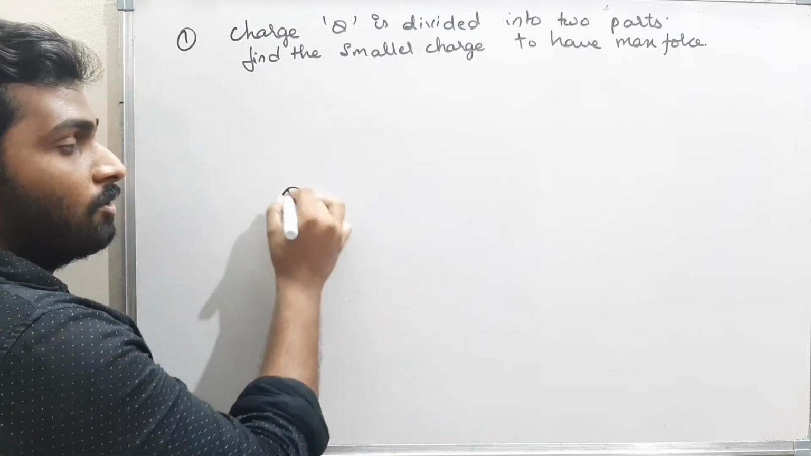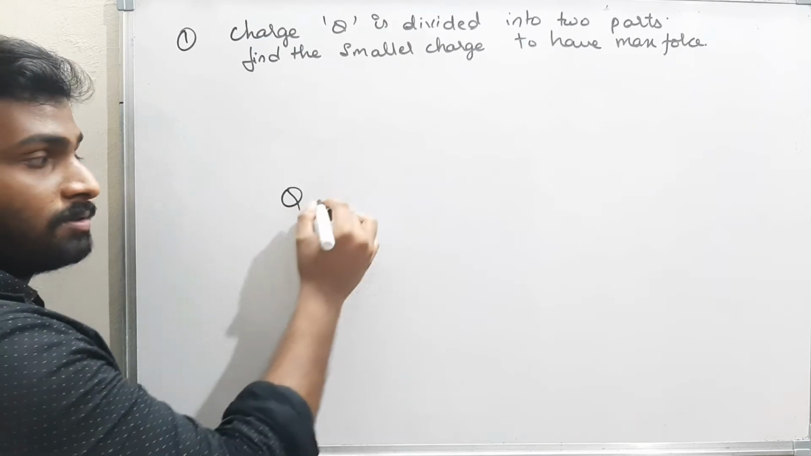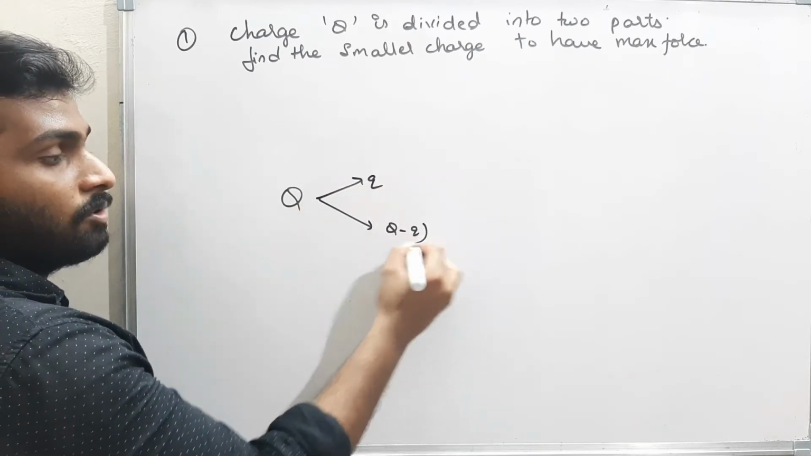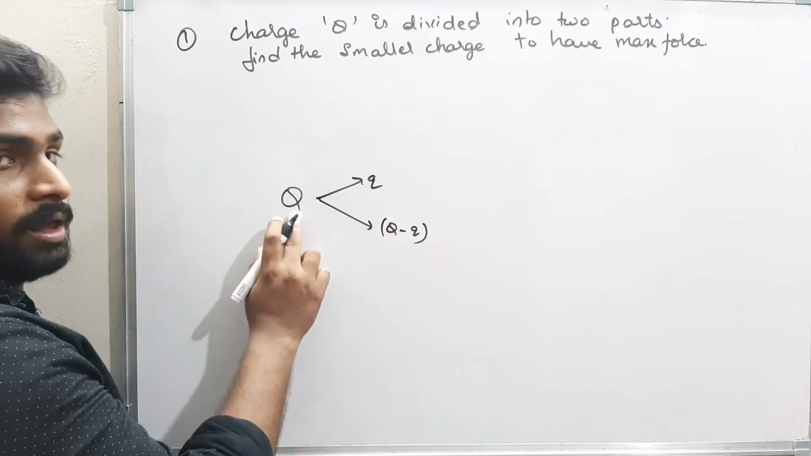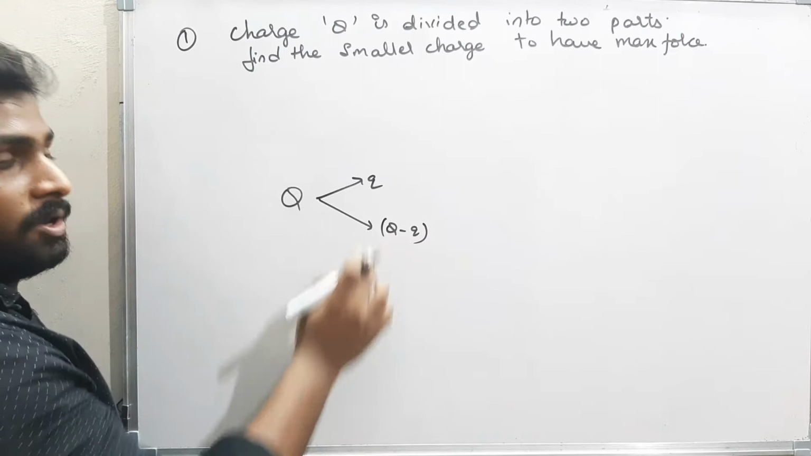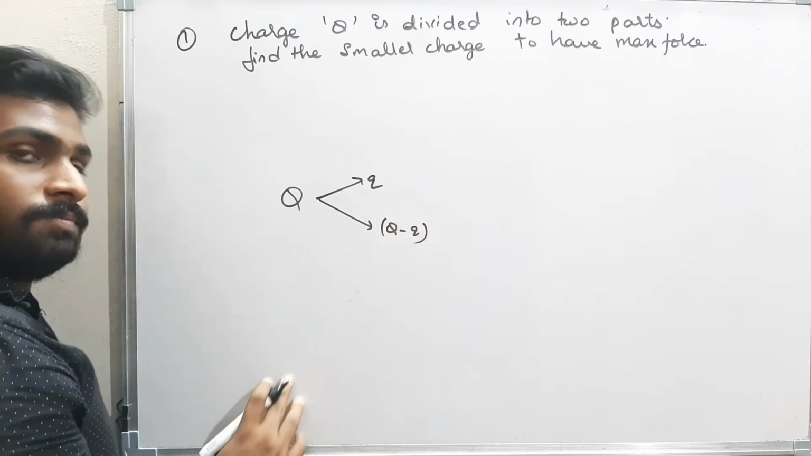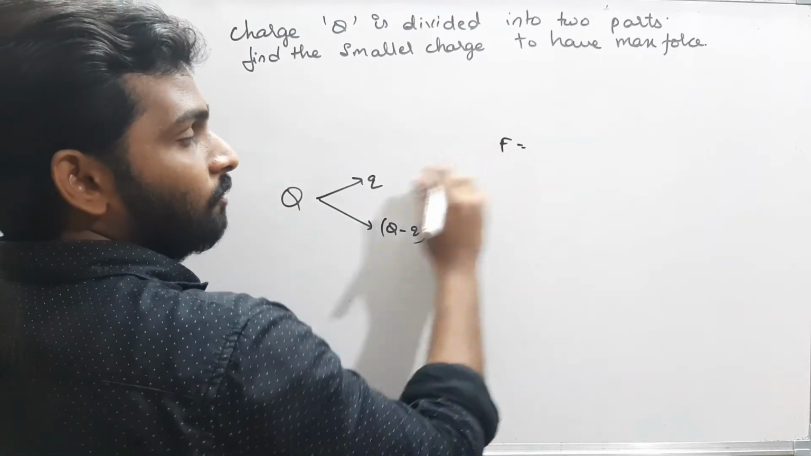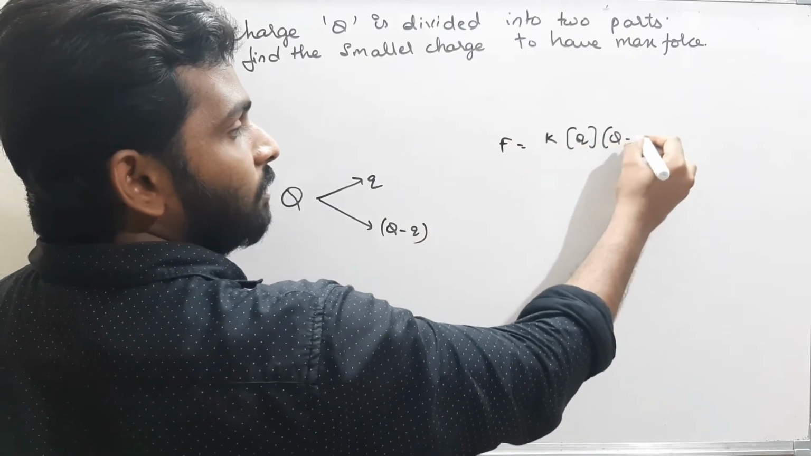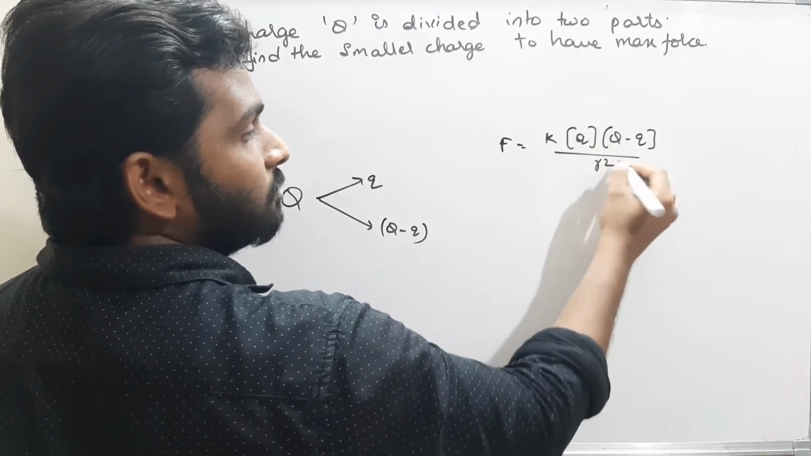That means I divide this Q into two parts. One is small q, another one is capital Q minus small q. If this is 5 coulombs, I divide it into 2 coulombs and 5 minus 2, which is 3 coulombs. Assume q and capital Q minus small q. Okay, what is the force? The force between them is K q into (capital Q minus small q) by R square.